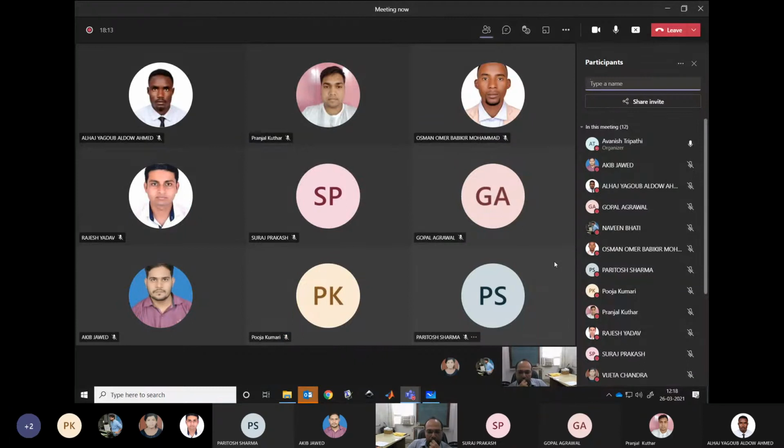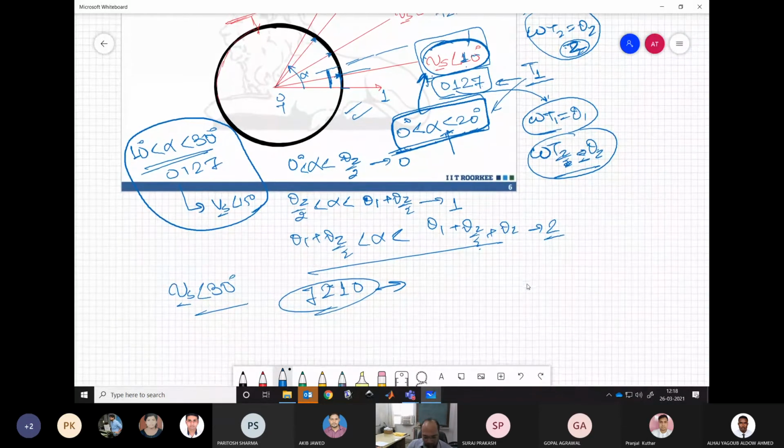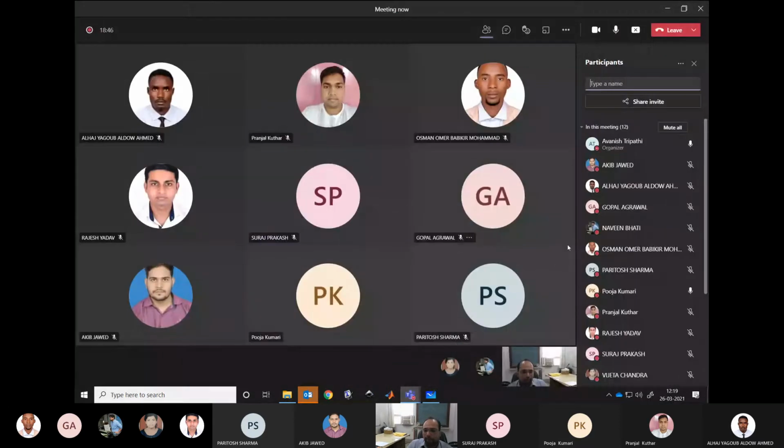No answer. Pranjal, Suraj, Rajesh, Akib, Gopal, yes. Pooja. Sir, 40 to 50 alpha. Yes. Why, sir? No, other people are not listening. 20 to 40. Which one? 20 to 40. Is this correct? Is this correct? Yes.